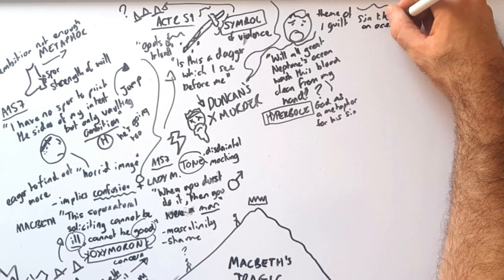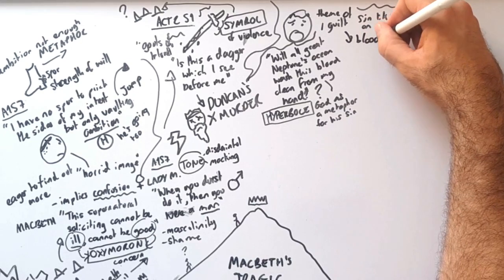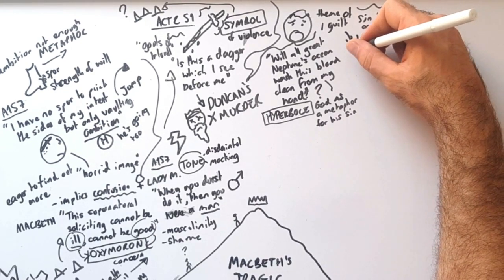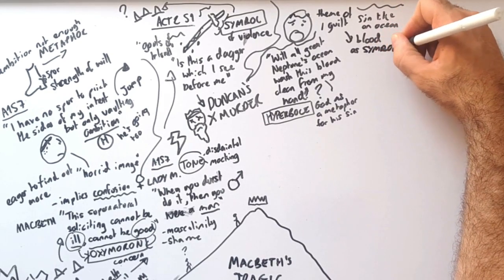And we could, of course, reference as well the blood as a symbol of violence and guilt here as well.